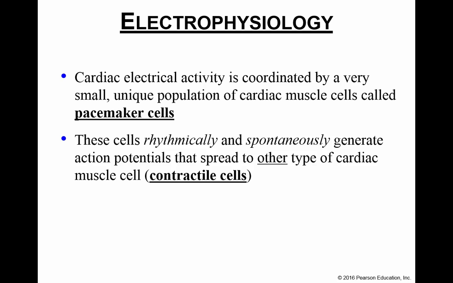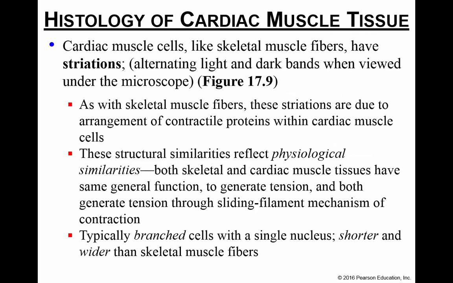It's coordinated by a small population, about 1% of our cells in our heart, that are called pacemaker cells. And these cells will rhythmically and spontaneously create these action potentials, and then that spreads to the other type of cardiac muscle cells, the other 99%, which is your contractile cells.